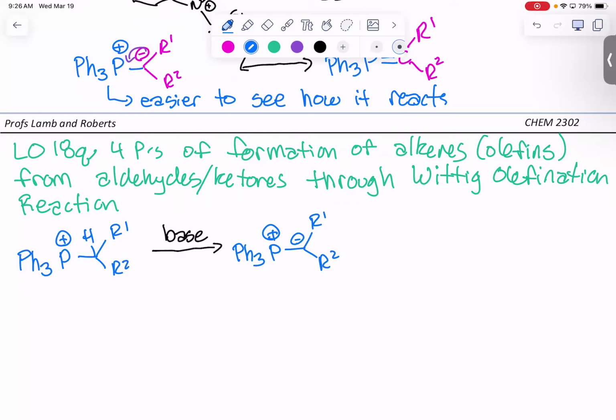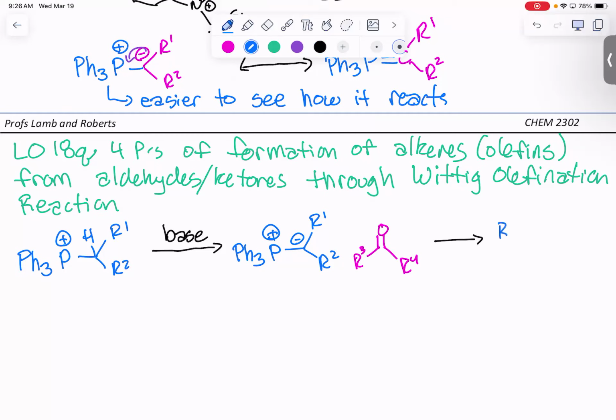But we can sort of see where the electrophilic portion of this could be and where the nucleophilic portion of this could be. All right. So I'm going to draw our aldehyde or our ketone as our coupling partner. We'll walk through the mechanism of how we end up getting to an alkene.